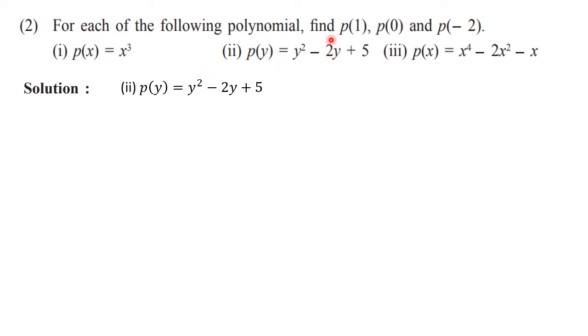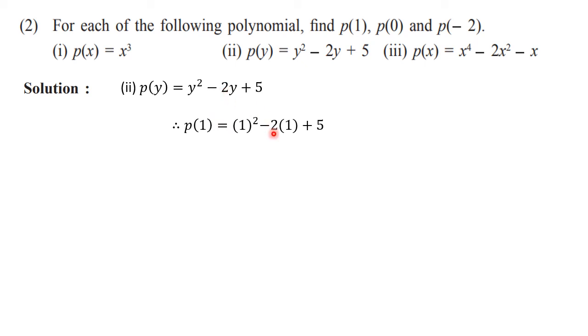Now let us see the second one. Here again I have to find p of 1. That means I am going to replace this y by 1. So I am finding p of 1. In place of y, everywhere I am going to write 1. So here we have y square, so write down 1 square.